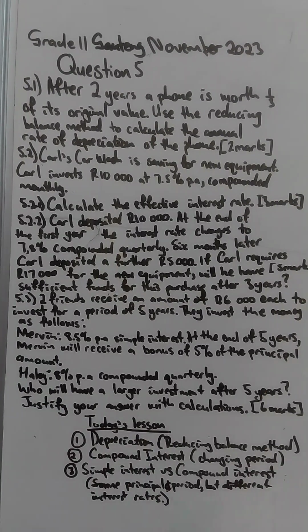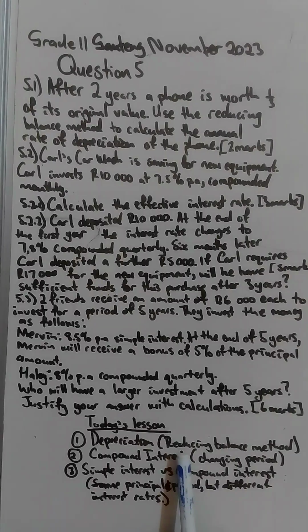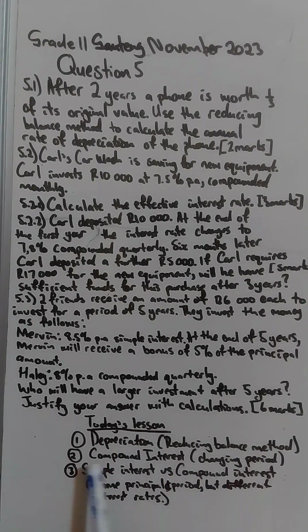Number one, it wanted to see if students knew how to calculate depreciation using the reducing balance method. Number two, it wanted to know whether students knew how to use compound interest under changing periods, right? That is, the student's ability to use the changing period method.